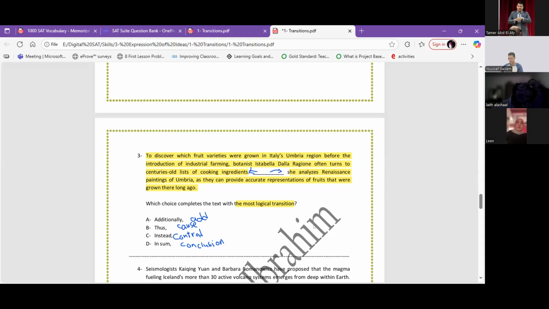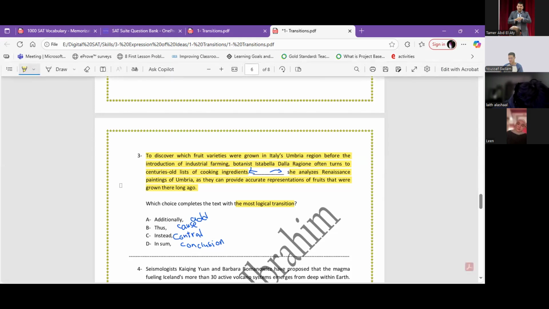Let's look after. She analyzes Renaissance paintings of Umbria, and they can provide accurate representations of fruits that were grown there long ago. She did research on what else? On the paintings, to look at the fruit that was painted, for the same topic. Why? To know the varieties of fruit that were grown at that time.